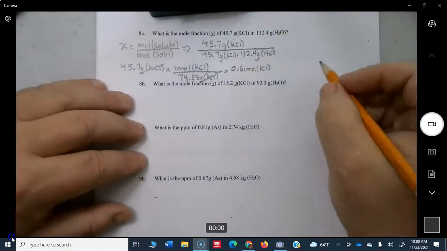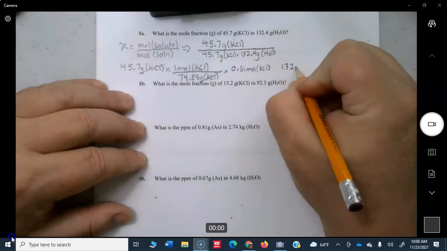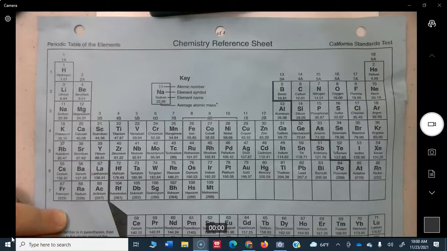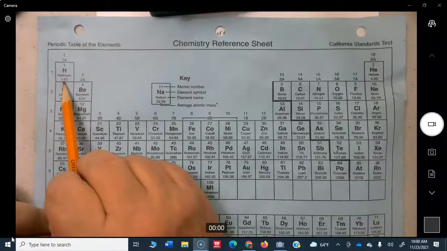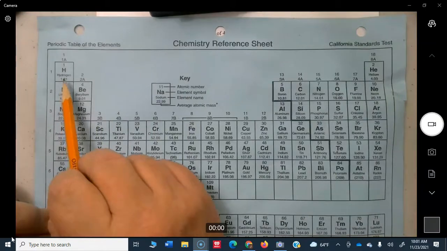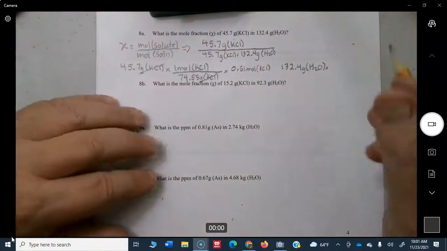All right, let's go ahead and do water. We have 132.4 grams of water. And a lot of you have this one memorized by now. H2O, 1 oxygen is 16. 2 times 1.01 is 2.02. You add those together, you get 18.02. If you had that memorized, you don't have to show the calculations.